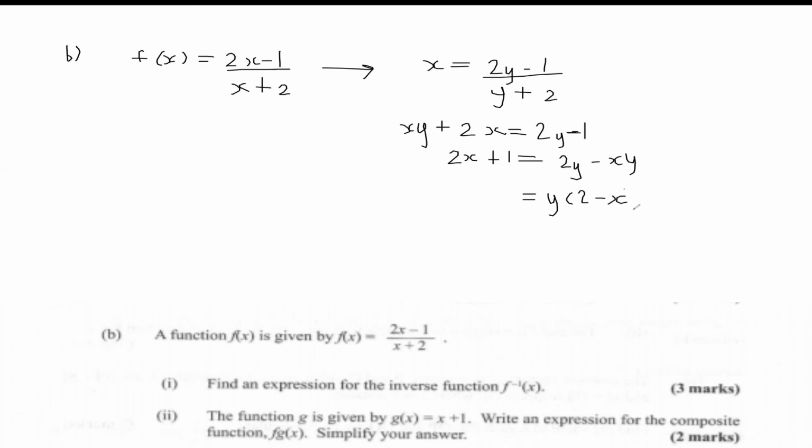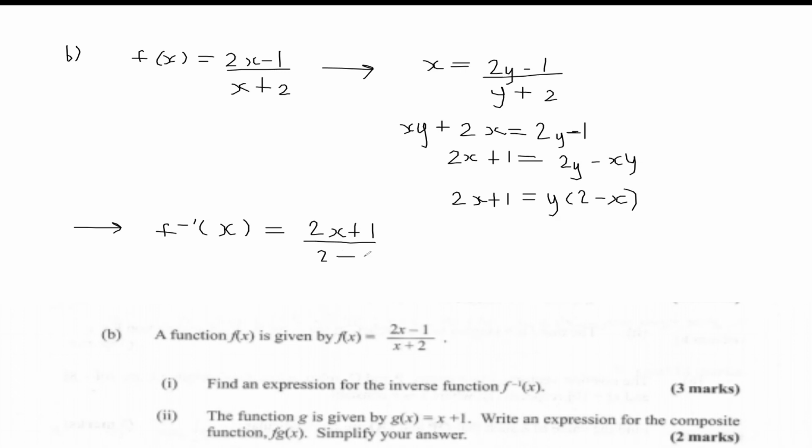Nice and easy. All right, so what are we getting? We're getting that 2x plus 1 is equal to y times 2 minus x. So what that means is if we make y the subject, clearly y, which is f inverse, is going to be equal to, we divide both sides by 2 minus x to get that f inverse is actually 2x plus 1 over 2 minus x. That is f inverse.